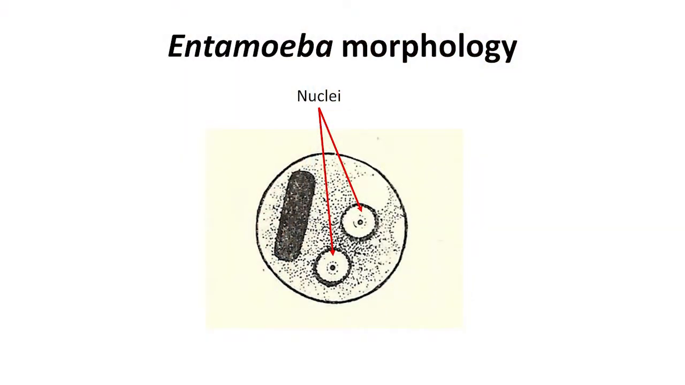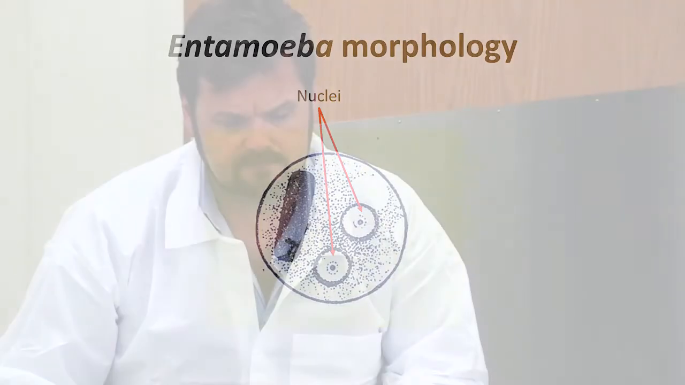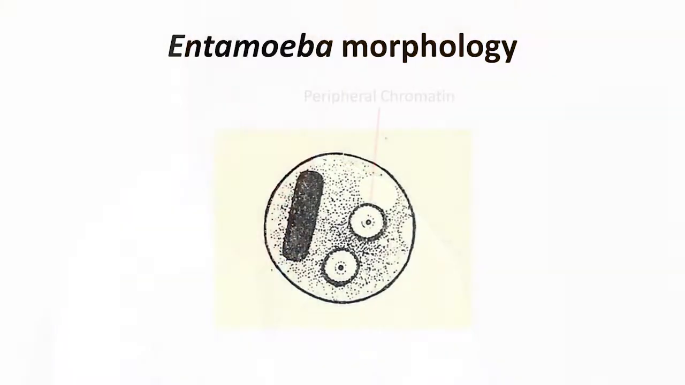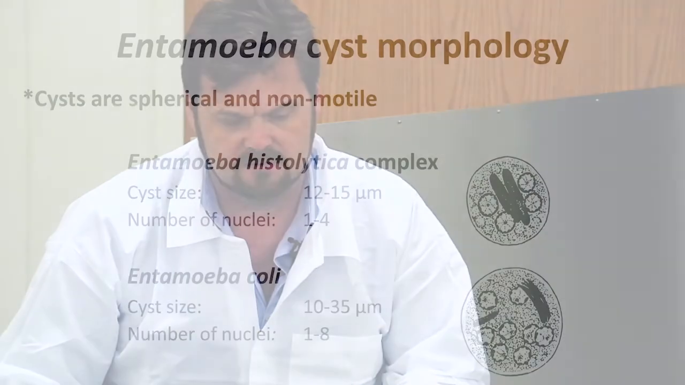Here we see two nuclei, and cysts tend to be multinucleate depending on the species. So those are your two nuclei. Now, around the edge of the nucleus, there's this dark stuff, and that's called peripheral chromatin. So the shape of the peripheral chromatin and how it's distributed is very important in determining the species of Entamoeba. And in the middle of the nucleus, there's a dot, and that's called the central karyosome, or the karyosome. And that is also important in differentiation of species.